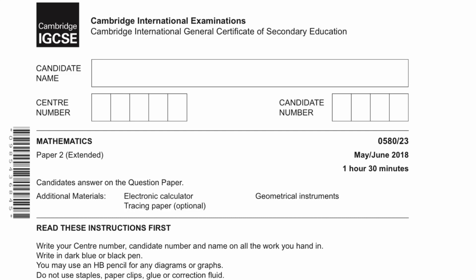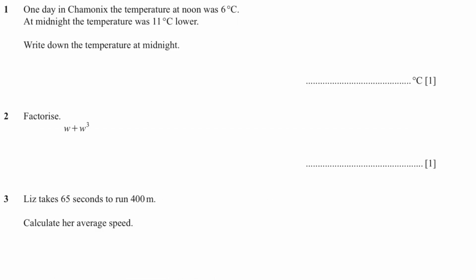In this video, we are going to solve IGCSE Paper 2, Variant 2-3, June 2018. Let's start. In the first question, the temperature at noon was 6 degrees centigrade and at midnight the temperature was 11 degrees centigrade lower. So we have to find the temperature at midnight. We will subtract 11 from 6, and we will get 6 minus 11 is negative 5 degrees centigrade.